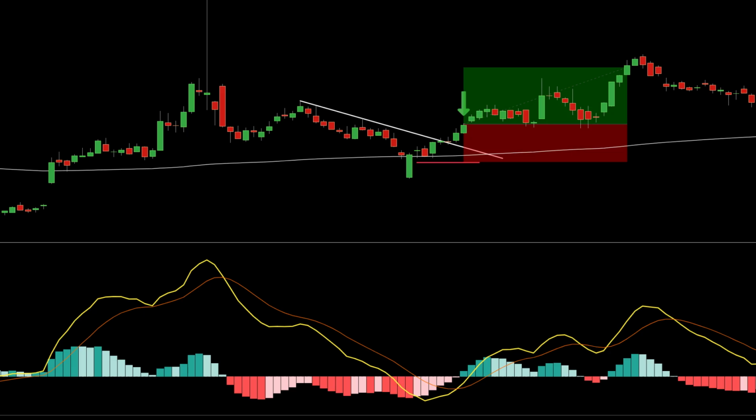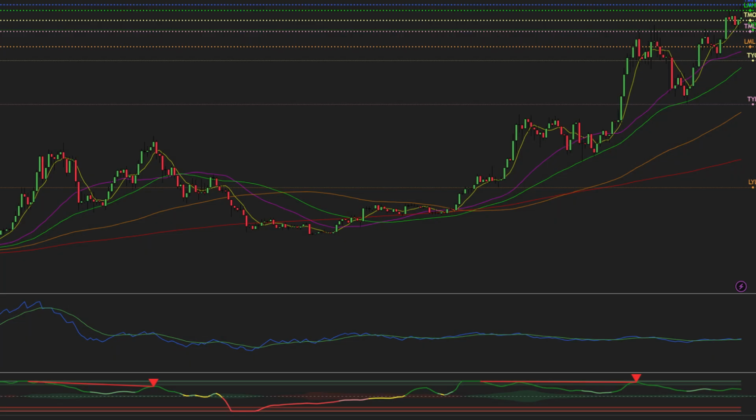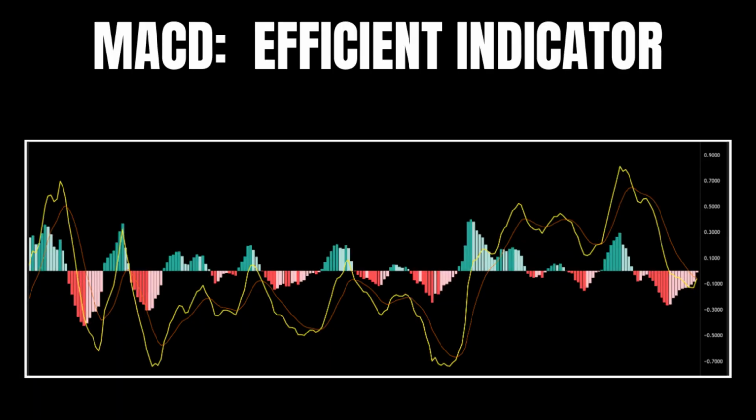So let's circle back to where we started, that cluttered chart and that confused trader. The solution is not to keep adding more tools. It's about choosing the right tools, and about understanding one powerful indicator like the MACD. The system is going to give you a clear read on both the market's long-term direction and the short-term momentum. It cleans up your charts, simplifies your decisions, and gives you a rule-based edge that you can rely on.